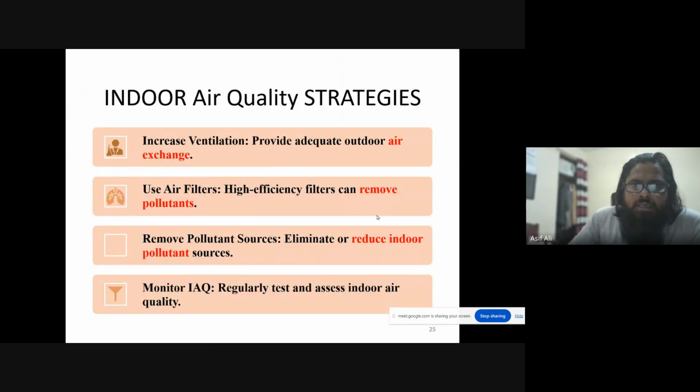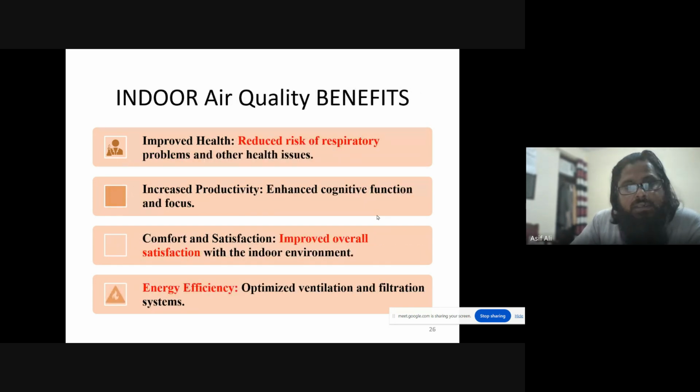So air quality strategies, obviously ventilation should be there, the filters should be there, the pollutant sources. Okay, that's why outdoor air pollution also becomes important. If there is a source outside the building which is polluting the air, it should be reduced, should be stopped. That is also important, because the same air is coming to your house or to the building. And regularly you must monitor the indoor air quality.